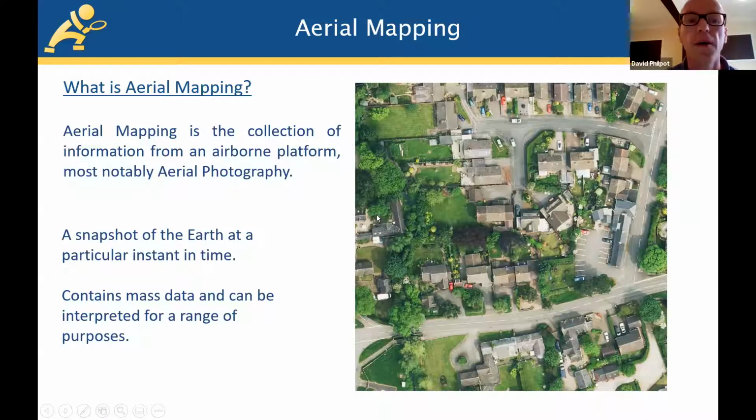Okay, so what is aerial mapping? Aerial mapping is the collection of information from an airborne platform, most notably aerial photography. Yes, a snapshot of Earth at a particular instant in time, and contains mass data and can be interpreted for a range of purposes. So it's not just aerial photography. There's many platforms that can be used, but for the purposes of this talk, I'm going to principally talk about aerial photography.